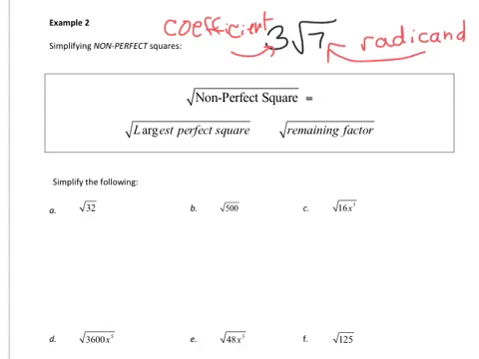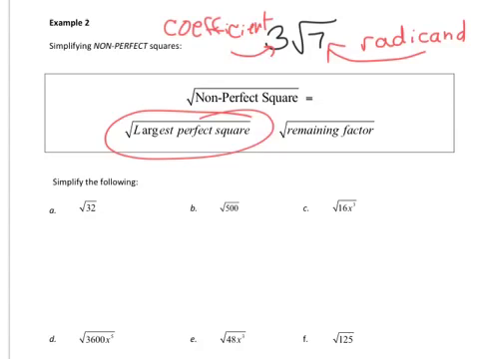So here's the process. We take any non-perfect square that we want to take the square root of, and we split it up into two parts. We want the largest perfect square that divides evenly, that is a factor of your radicand, and we put that in the front square root symbol. And then the remaining factor is going to be in the second square root symbol. And then you take the square root of the perfect square. So you're left with a coefficient in front of a radicand.